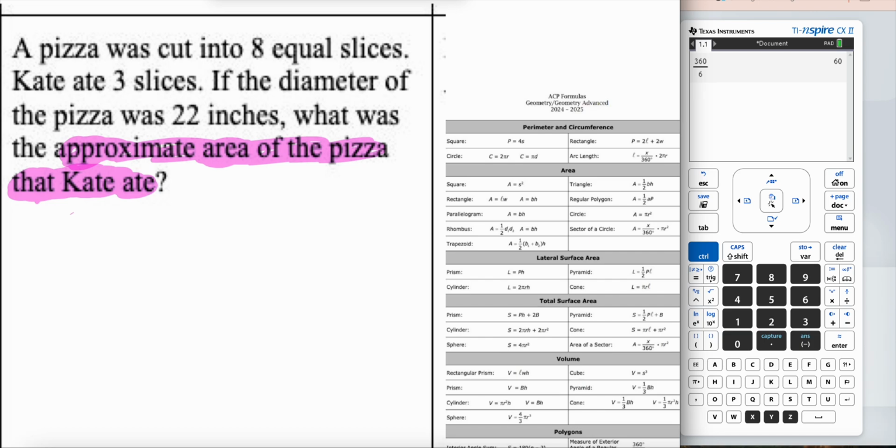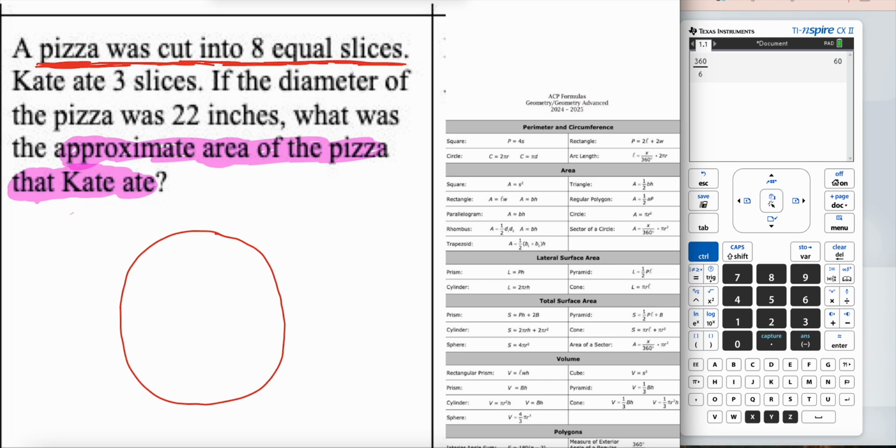the question by drawing a pizza. So we're going to be drawing a pizza which has a circular shape. So we're going to start by drawing a circle. All right. Now it says that the pizza was cut into 8 equal slices. So we're going to go ahead and divide our pizza into 8 equal slices. So let's say, for example, that's going to be the center of my pizza. So I'm going to do it like that.